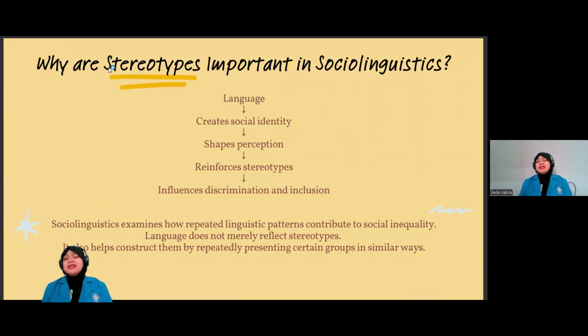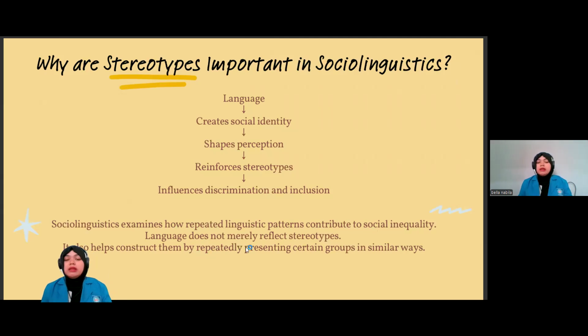Why are stereotypes important in sociolinguistics? Because language creates a social identity, which becomes shared perception, and then reinforces stereotypes, and then influences discrimination and inclusion. Sociolinguistics examines how repeated linguistic patterns contribute to social inequality.